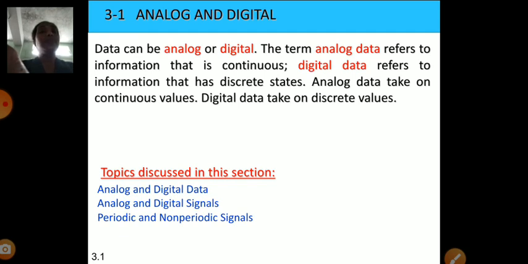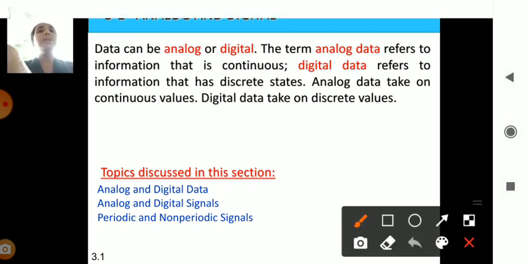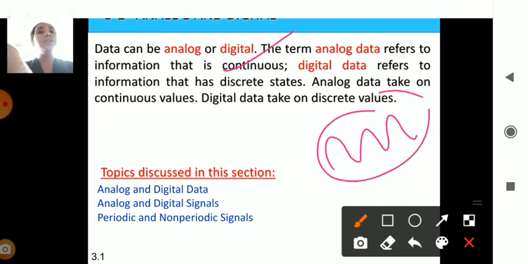So what is an analog signal? It refers to information which is continuous. When the data is flowing from one end to another end and the data is continuous, then it is an analog signal that is generated in this way.